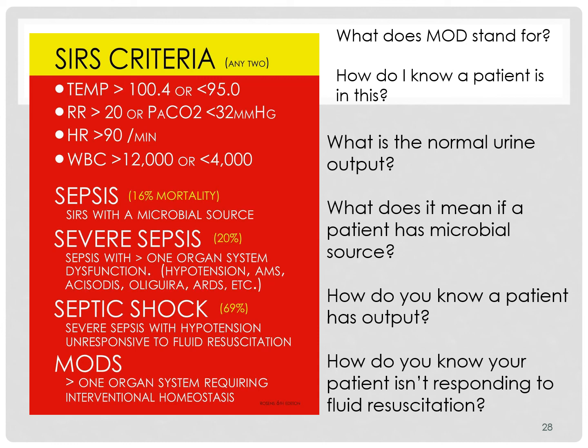What does your patient have? Yes, severe sepsis. So if you look at your red box, you will see severe sepsis is sepsis with one organ system dysfunction like hypotension, altered mental status, acidosis, oliguria, ARDS, etc.